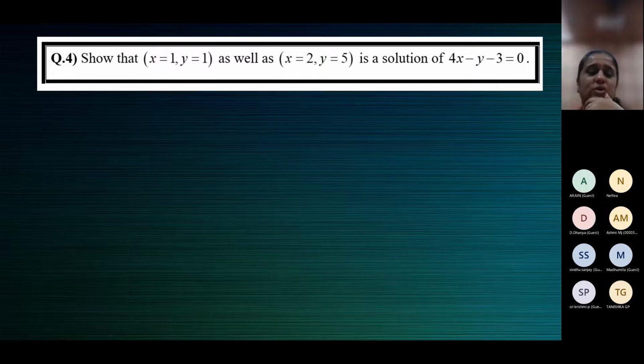Same thing here. Show that x equals 1, y equals 1, as well as x equals 2, y equals 5, is a solution. You should show it's a solution, so it will satisfy the equation.